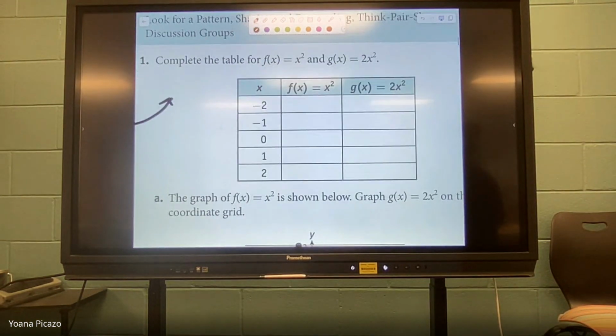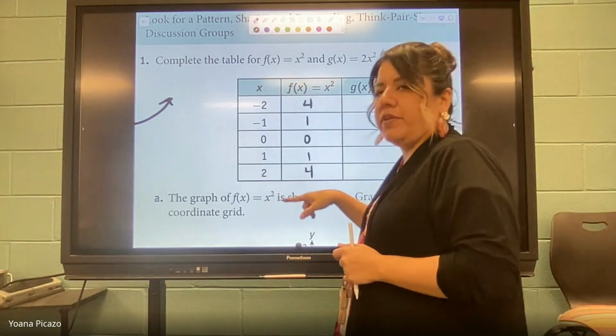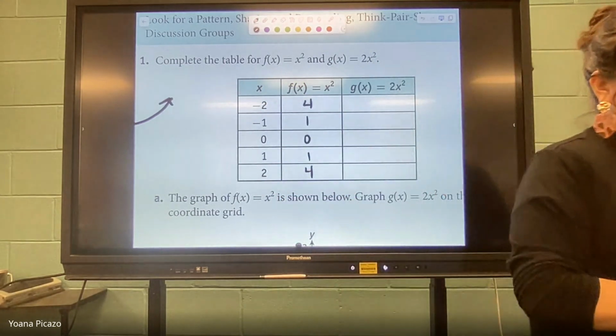Who's paired with the -2? 4. And so it's going to be 1, 0, 1, 4. You might be wondering, why does this table look slightly different? They just didn't include the -3 and the 9 or the +3 and the 9. But there's more values that I could be including if I wanted to.